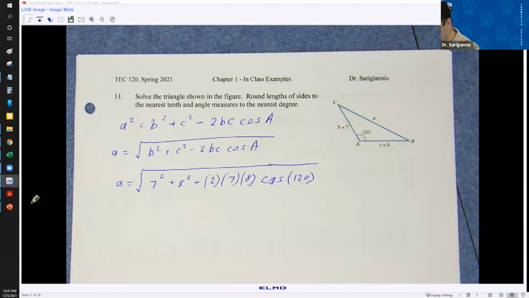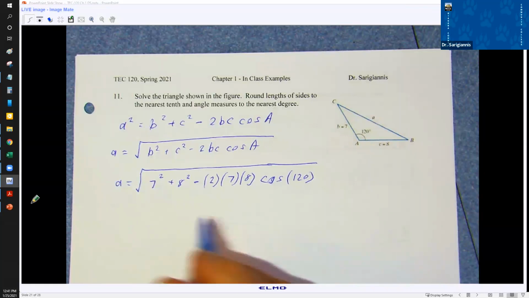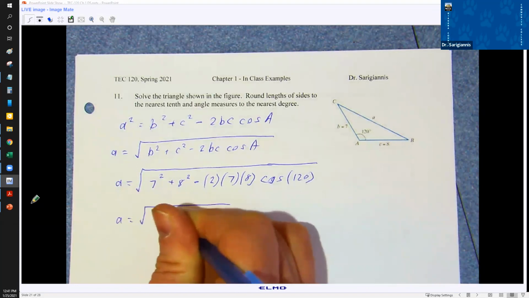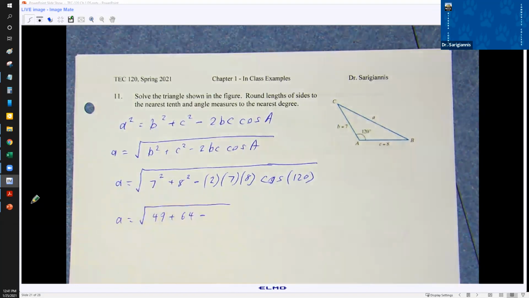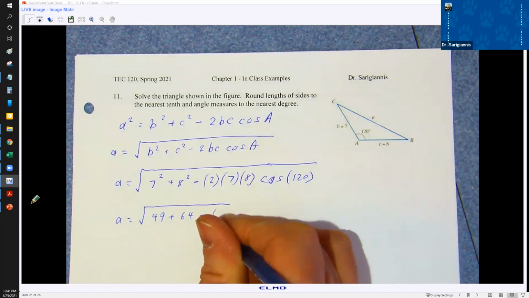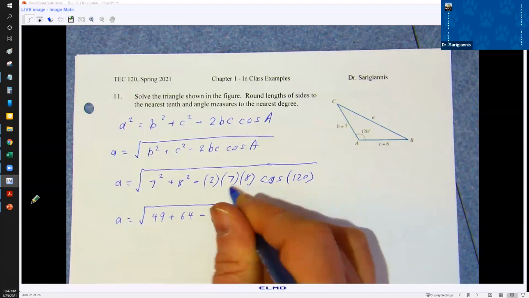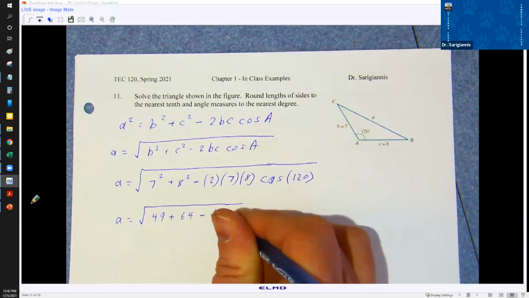All right, so that's using the law of cosines. Let's evaluate these things. I'm going to have 49 plus 64 minus, if I put the numbers in, I wind up with, let me just check that because cosine, yeah, this should be negative. Yep. Times 8 times that, yes. So watch your math. This is a minus sign. Cosine 120 gives me a negative. So this whole thing is a negative 56.